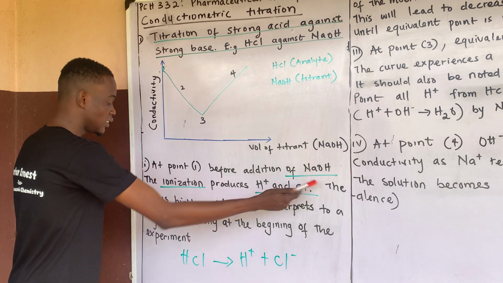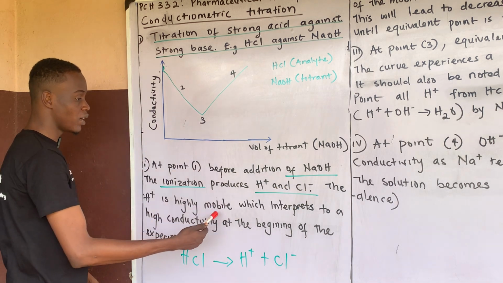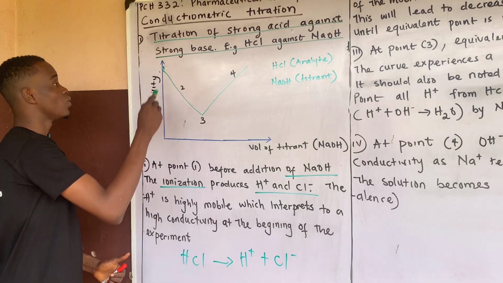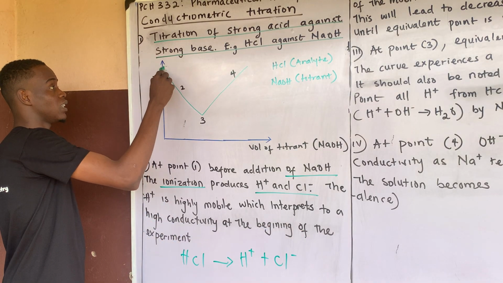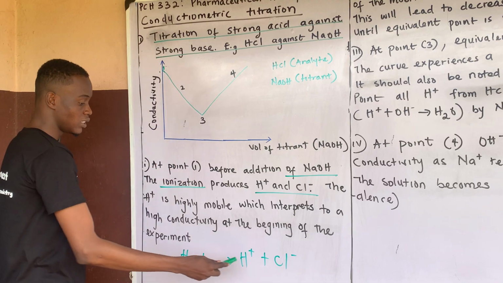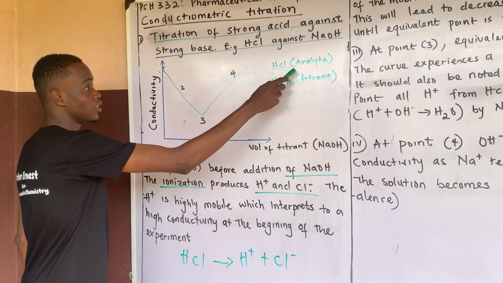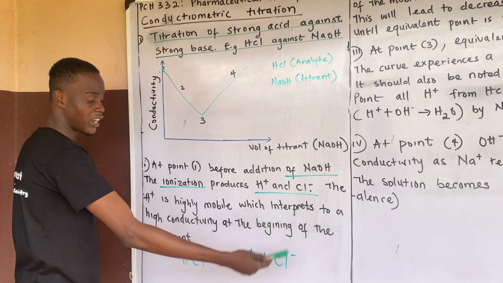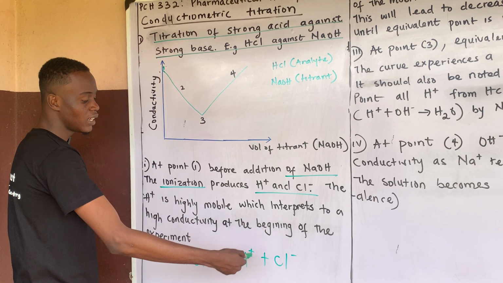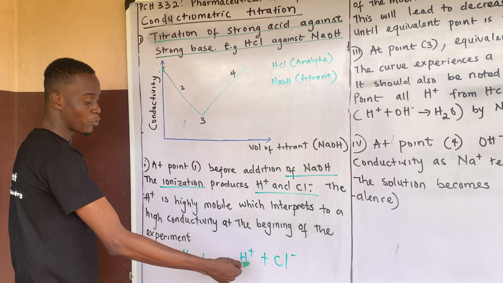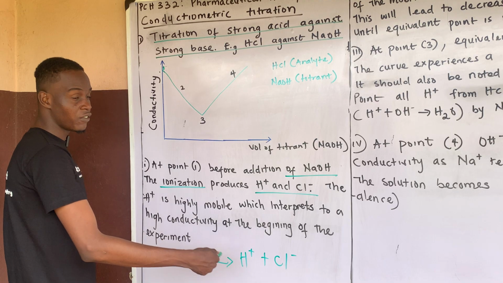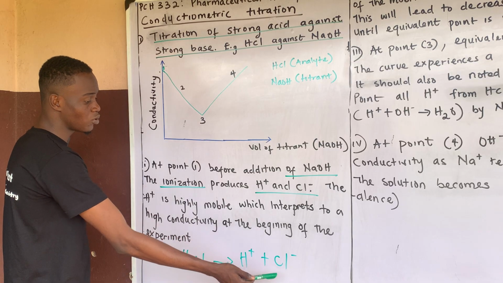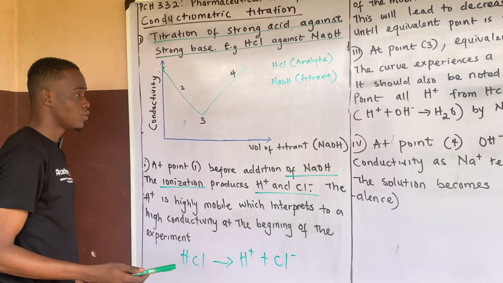Now, you see the H plus is highly mobile, which translates to a high conductivity at the beginning of the experiment. So why the experiment has a very high conductivity at the beginning is because of the H plus in the HCl, which ionizes to H plus and Cl minus. After the ionization, we find that H plus, that's hydrogen ion or proton, has a very low mass and confers a very high conductivity as compared to, say, chloride ion. So this gives it a very high conductivity.